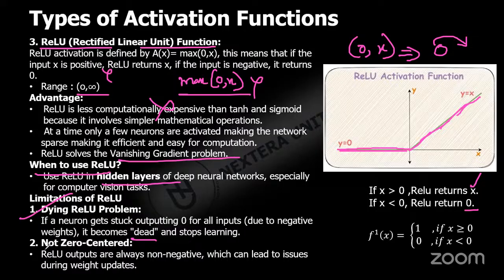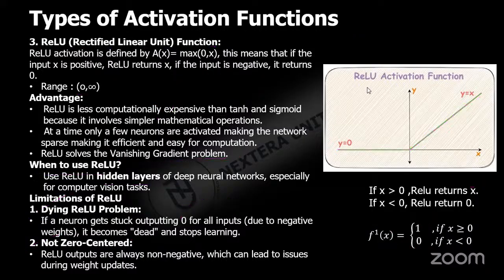And ReLU is not zero-centered. If you see the derivative of ReLU, for x greater than or equal to 0, the derivative is 1. If x is less than 0, the derivative is 0. So ReLU is actually solving the vanishing gradient problem. But the problem with ReLU is dying ReLU. The neurons get dead whenever the output from ReLU is 0. So that is why the variants of ReLU got introduced.